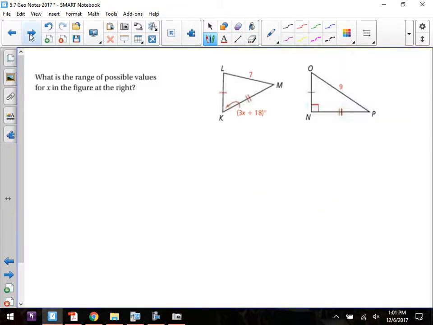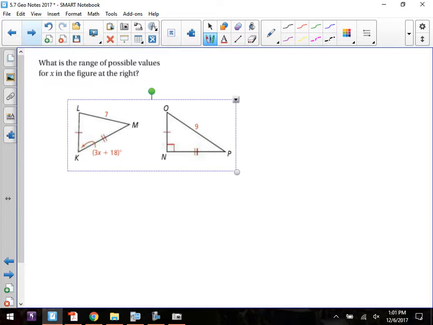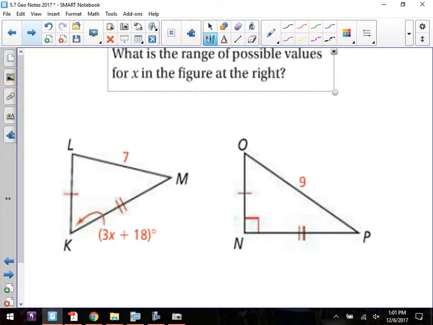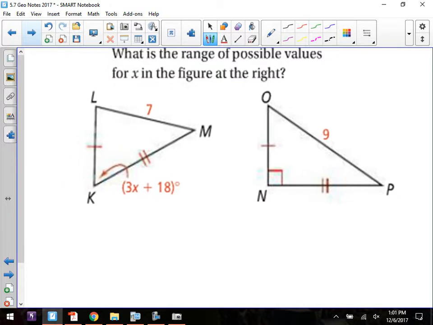You guys do this one. Well, if you weren't talking and chit-chatting. You guys figure out the possible range of values in this one. Please, Andy, thank you.